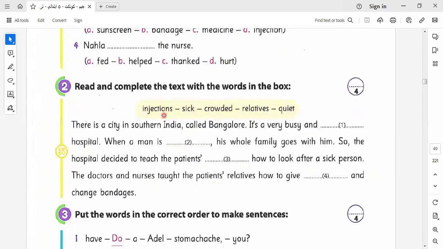Here we have injections, sick, crowded, relatives, quiet. There is a city in southern India called Bengal. It's very busy and crowded. A hospital, very busy and crowded, as we know from the text. When a man is sick, his family goes with him. They decided to teach patients' relatives how to look after a sick person.